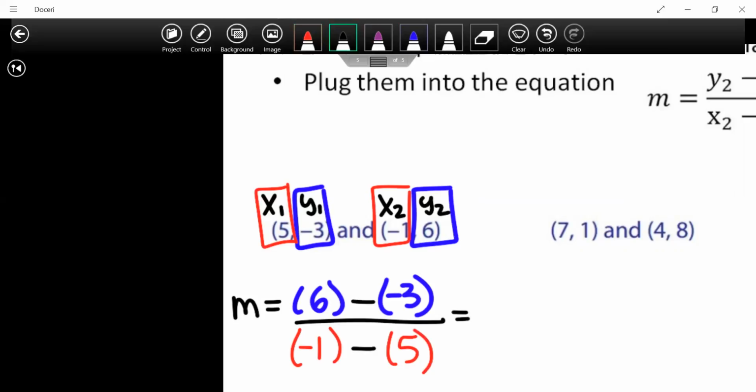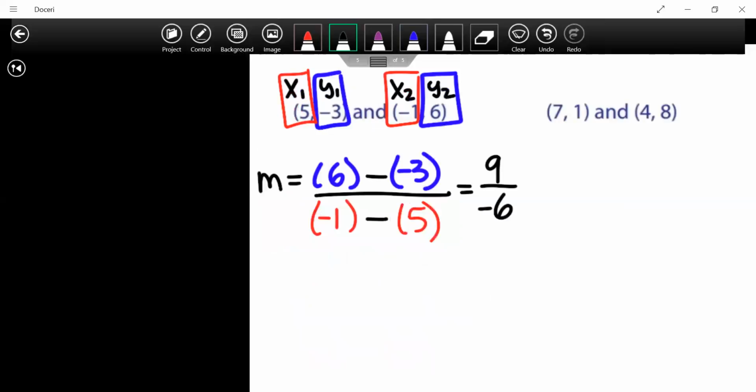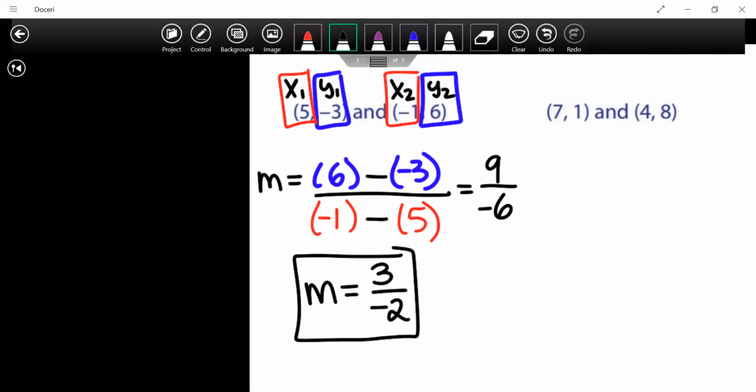Can we subtract those? What's 6 minus a -3? Keep, change, flip. Got to keep, change, flip. -1 minus 5? -6. Can that be reduced? By how much?